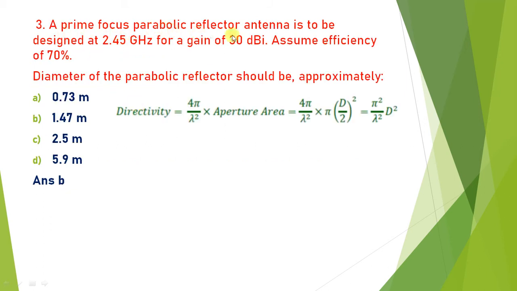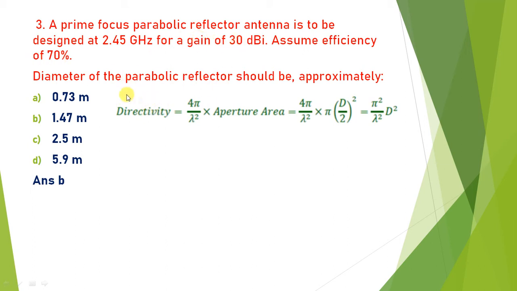A prime focus parabolic reflector antenna is to be designed at 2.45 GHz. So the frequency is given to you, the gain is given as 30 dBi, and the efficiency is also given as 0.70. What is the diameter of the reflector antenna? So this is the gain, and the efficiency is also given to you.